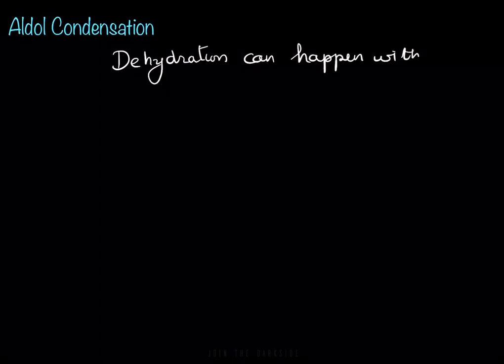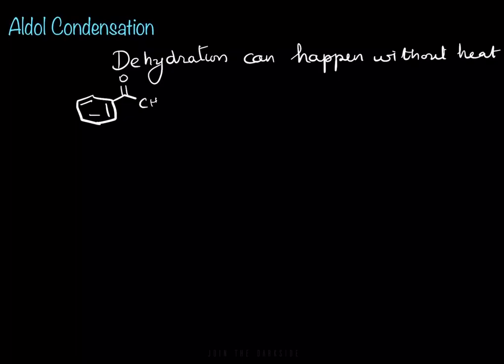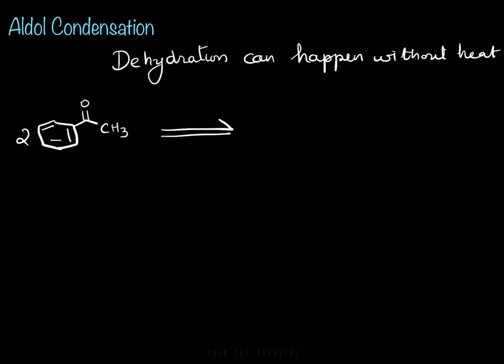Suppose you take this particular molecule. Okay, so this is a ketone. This is acetophenone. And when you take 2 moles of this and react it with OH minus in the presence of water, it's first going to form the beta hydroxyketone. Okay, and here is the structure for it.